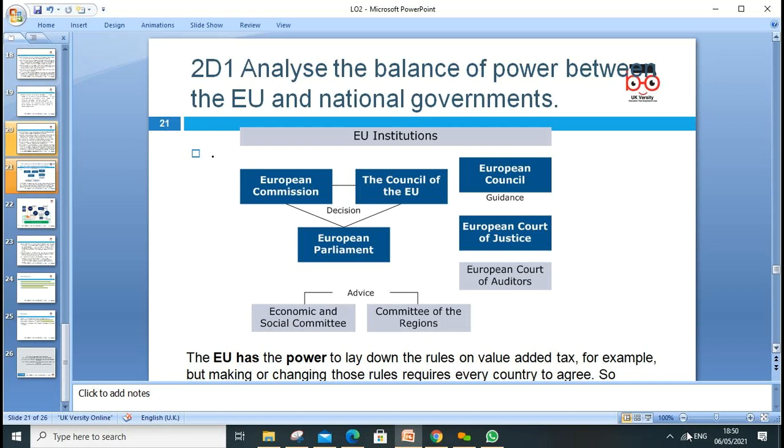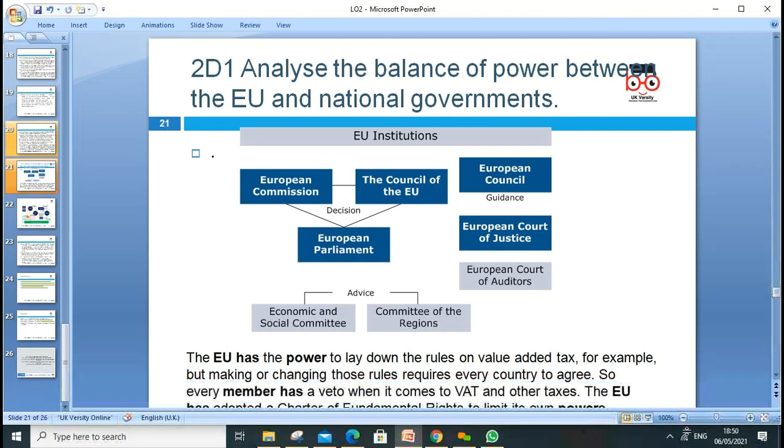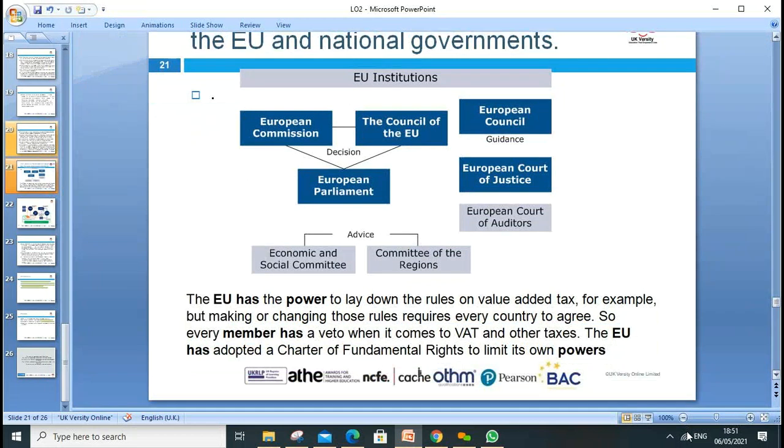Okay, so next, 2.1 is the balance of power between the EU and the national level. How is the balance of power? So the EU institutions, the European Commission and the Council of the EU, make the decisions with the Parliament, the Economic and Social Committee and the Committee of the Regions. Then the European Council provides the guidance, with the European Court of Justice and the European Court of Auditors. So they set all the procedures as well.